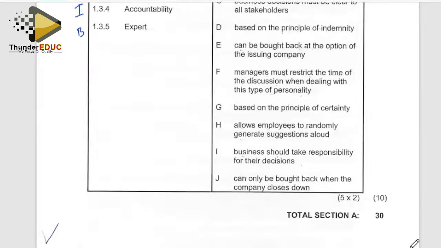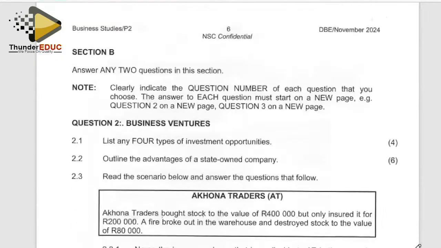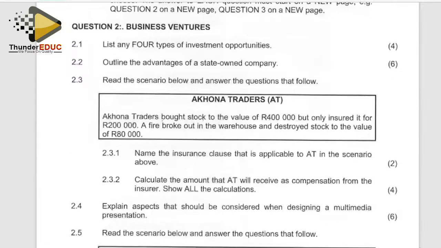Okay, right. So now let's move on to the next question, which is question 2. So now question 2 reads as follows. List any 4 types of investment opportunities. So now that is our question 2.1. So now we have fixed property, we have fixed deposit, we have stokvel, as well as shares.